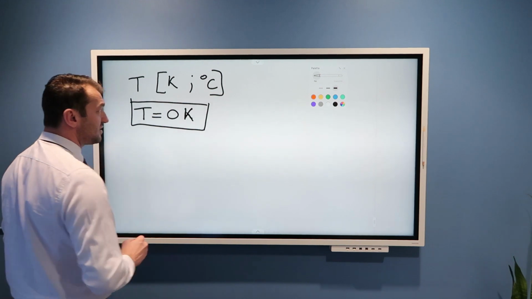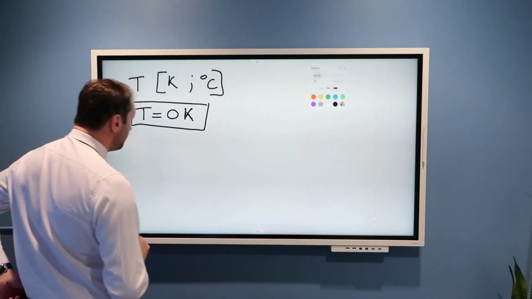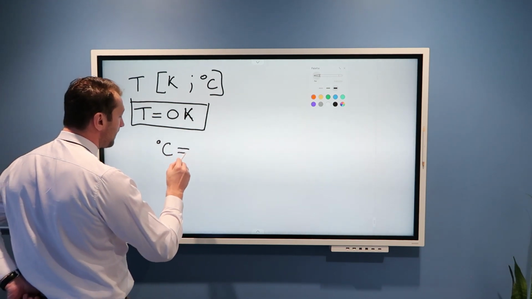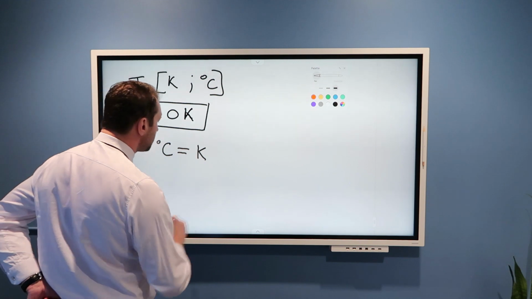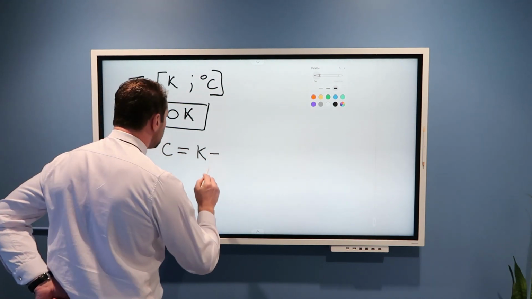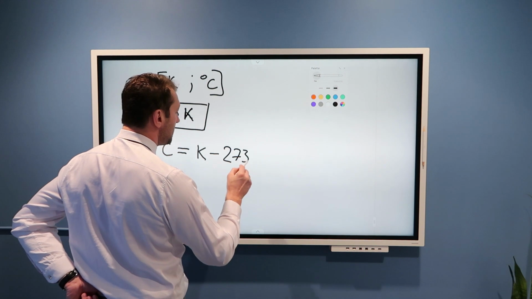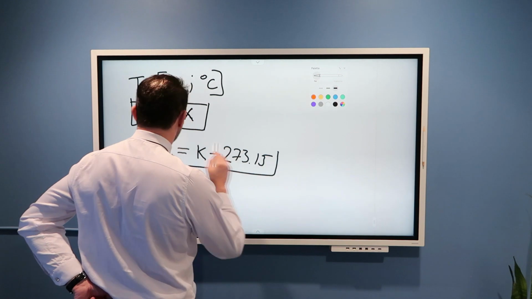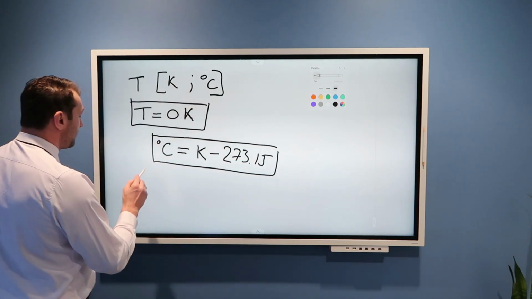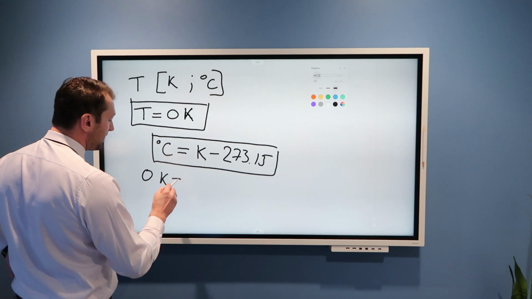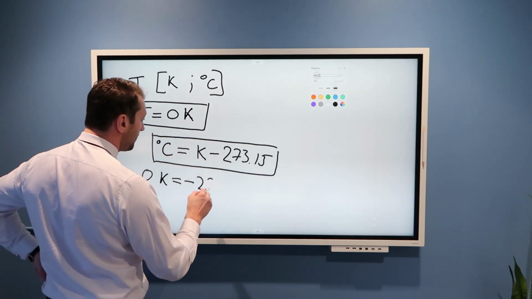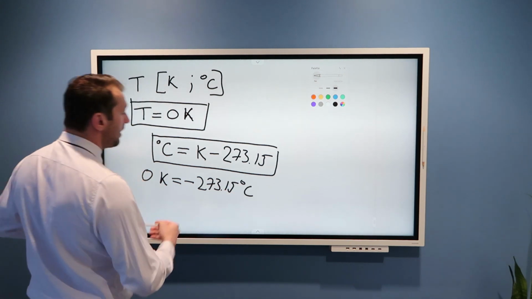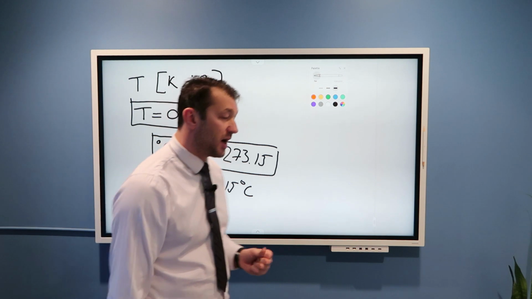Switching between kelvins and Celsius is very, very simple, because temperature in degrees Celsius is temperature in kelvins minus 273.15. So, for example, 0 kelvins is equal, as you can see, to negative 273.15 degrees Celsius. And so on, you can convert now whatever you want.